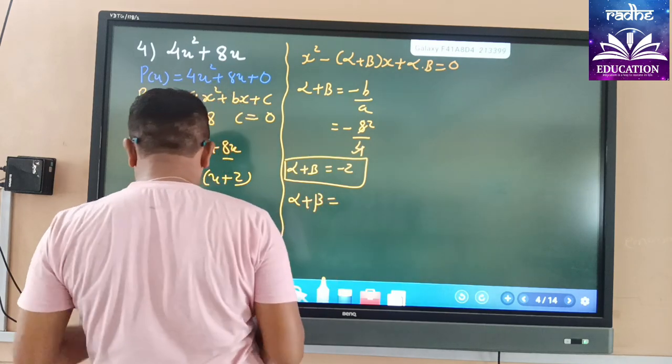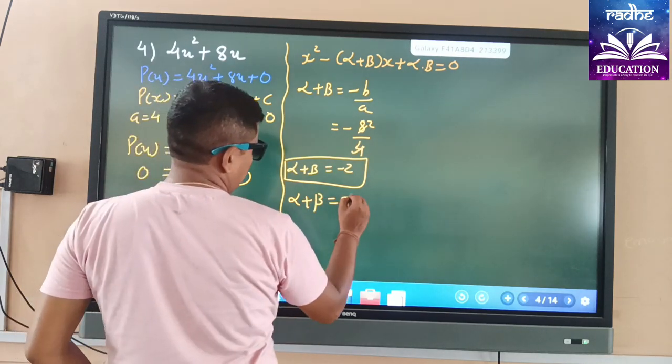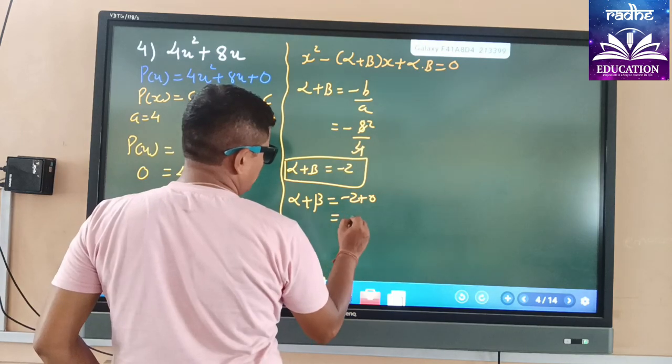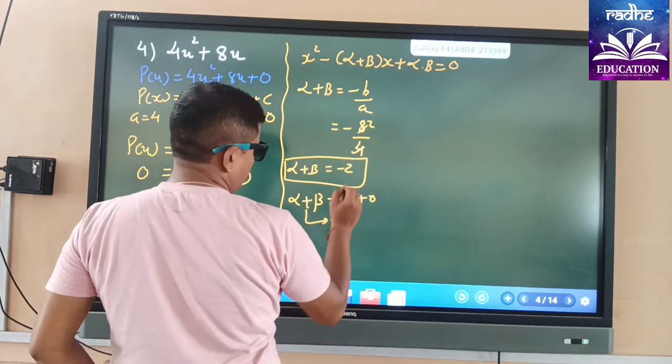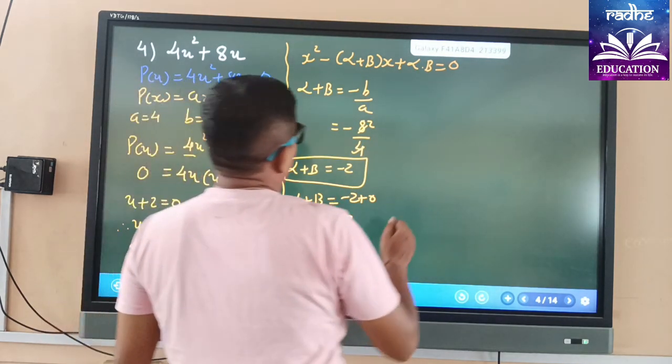What is the value of alpha? We found the zeroes, that is minus 2, and the other is 0. So this is minus 2. So again we verify here, both are the same.